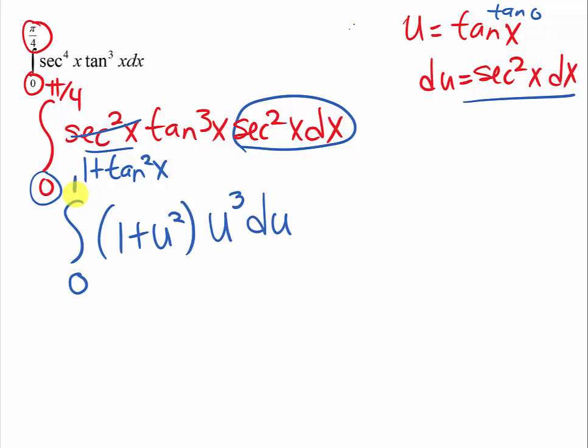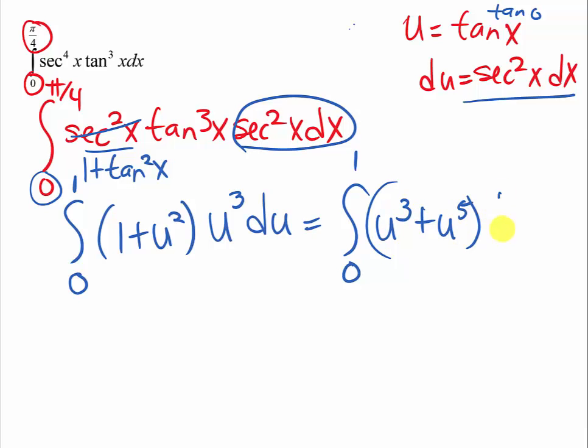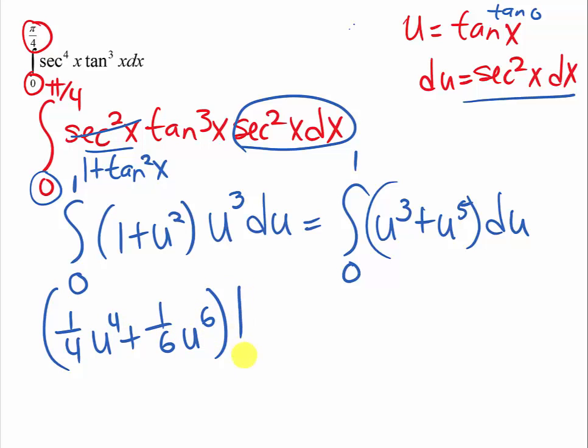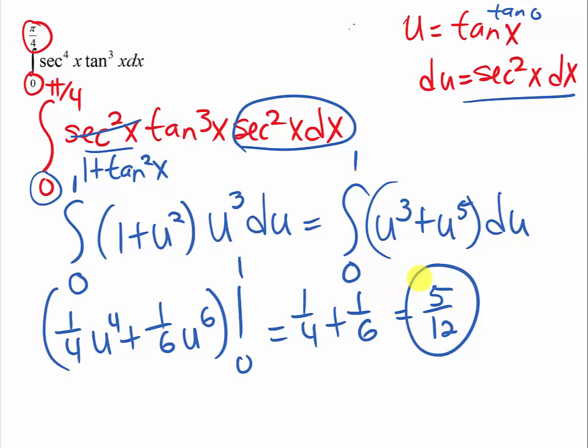So I changed my limits of integration to get them in terms of u, and now I'm integrating from 0 to 1 of u to the third plus u to the fifth du. Now it's down to something easy to integrate. That's going to be 1/4 u to the fourth plus 1/6 u to the sixth, and that's going to need to be evaluated from 0 to 1. So that's going to be 1/4 plus 1/6, and the lower limit are both zeros. Okay, so let's see, that's 3/12 plus 2/12, so it looks like that's going to be 5/12.